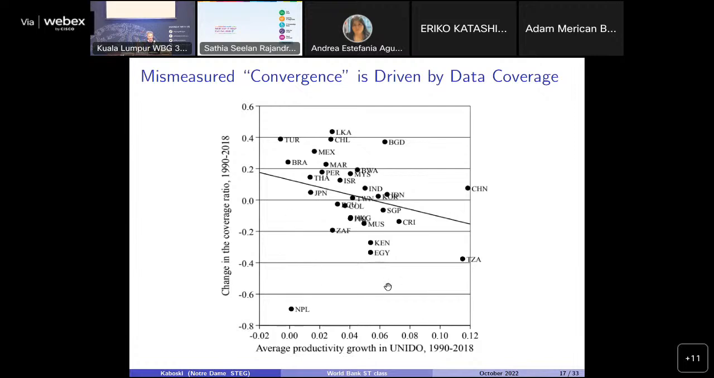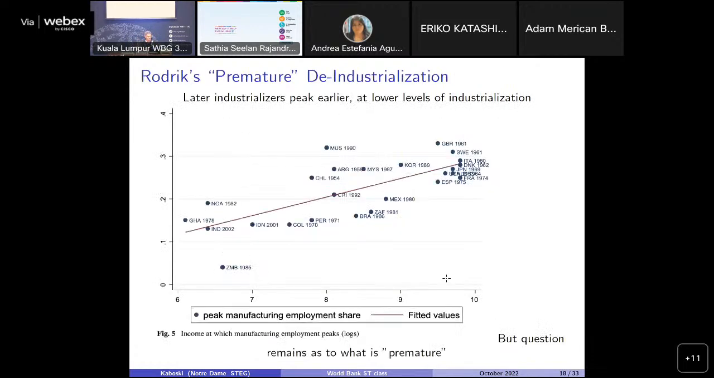When you have increases in coverage, you get large increases in productivity growth. So that's sort of showing how these UNIDO data are not the right way to measure things, because they can confound productivity growth, which ends up reflecting coverage changes. And they have in their paper case studies for various countries where the UNIDO coverage expanded and what happened to measured productivity growth. So I say it's quite convincing.